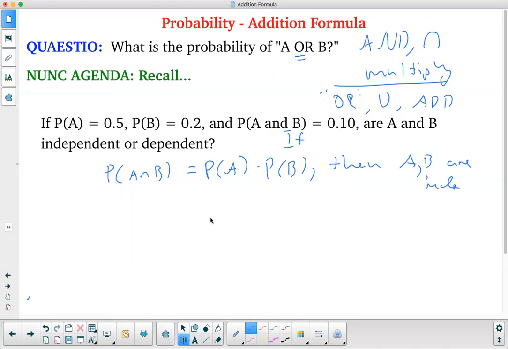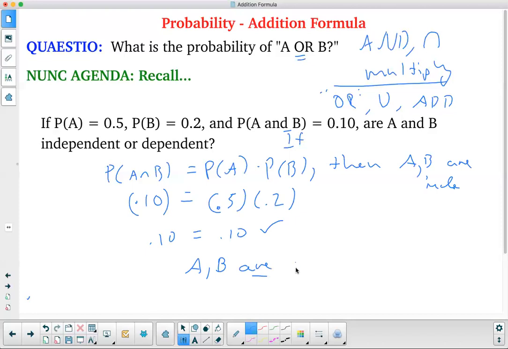So probability of A is 0.5. Probability of B is 0.2. Probability of A and B is 0.10. Does 0.5 times 0.2 equal 0.10? Yes. So A and B are independent.